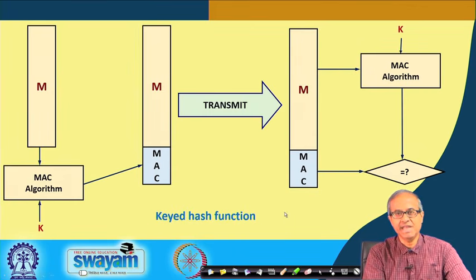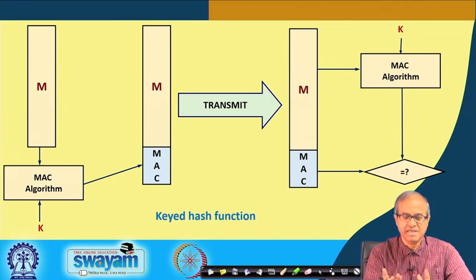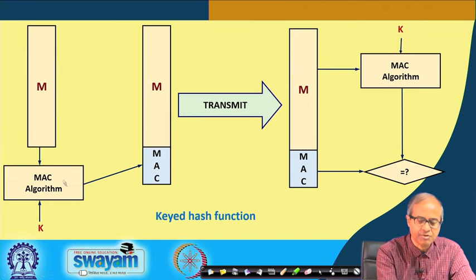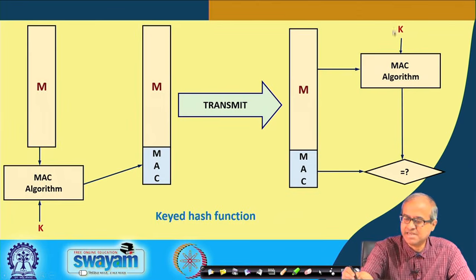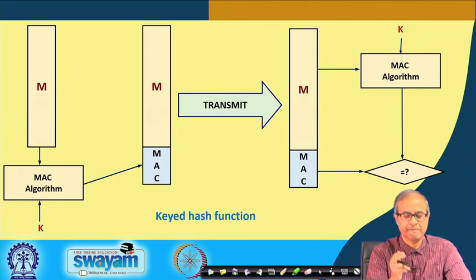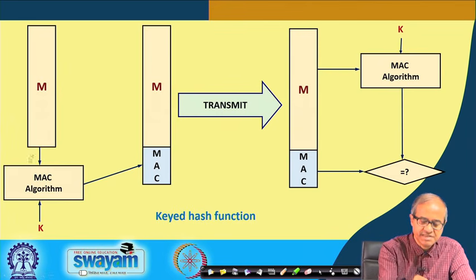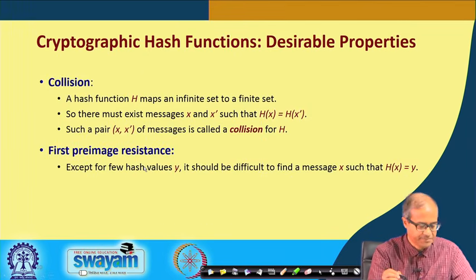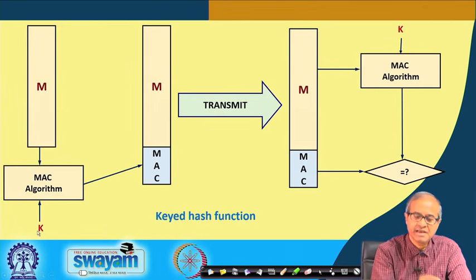Now, talking about keyed hash function, here we are talking about a MAC algorithm which generates a message authentication code and also takes a secret key k. I am assuming in this diagram that this secret key is shared by the sender and the receiver, both sides, just like encryption and decryption. The sender will generate this MAC using this key and the message M, and this MAC will be appended to the message.